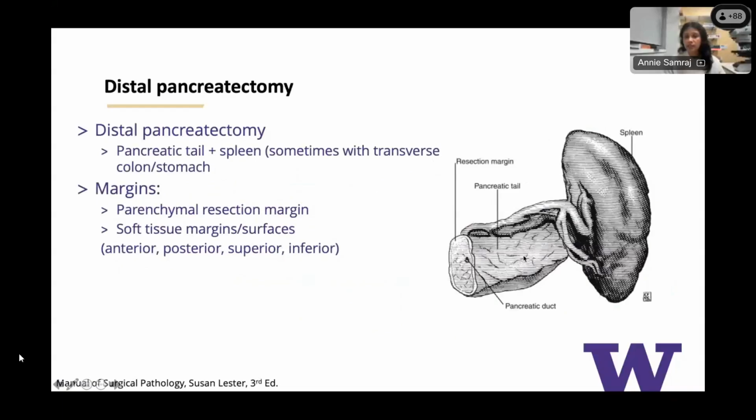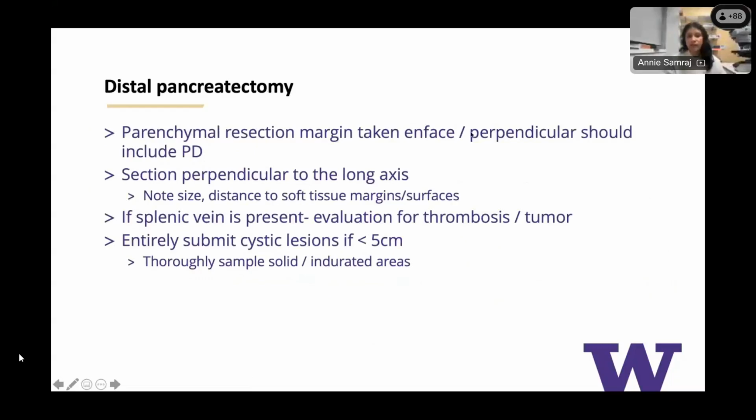So let's actually talk about the distal pancreatectomy first. When it comes to the distal pancreatectomy, really the only margin that we're concerned with is the parenchymal resection margin. So we have one margin to think about, and it is also a good idea to mention involvement of the neoplasm of the surfaces, the anterior and posterior surfaces. The parenchymal resection margin is taken en face, and it can be taken perpendicular if the tumor is close to the margin.